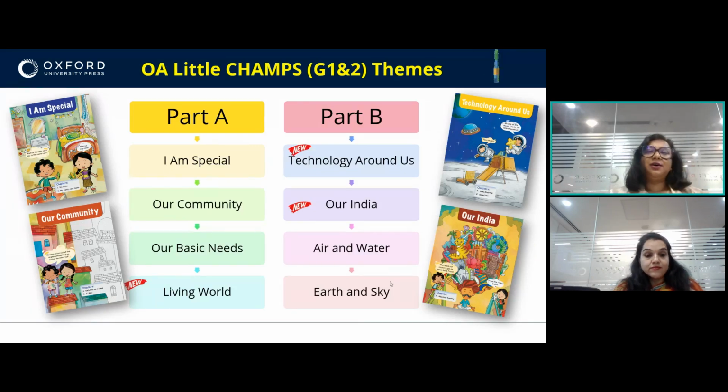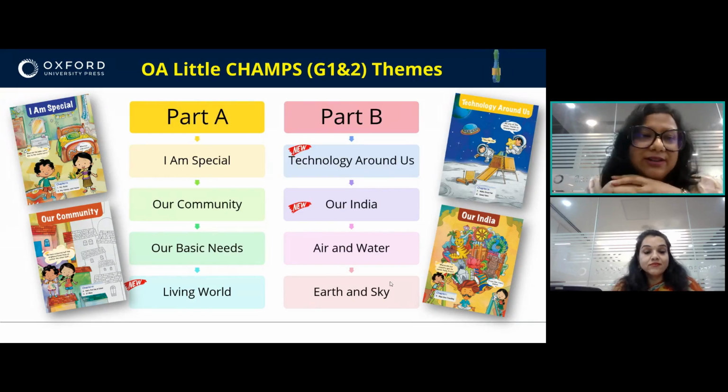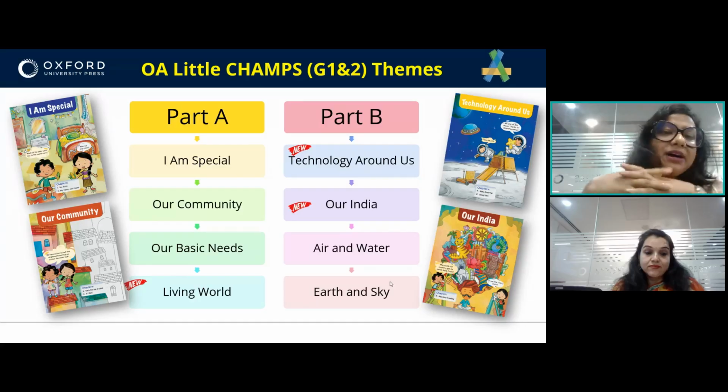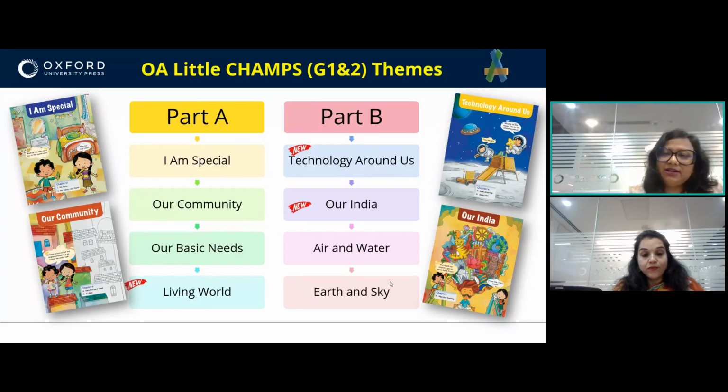Then, the themes. As you know, we are a theme based program. So these are the themes that we have in grades 1 and 2. We now have an equal number of themes in part A and part B. Part A includes the themes I'm Special, Our Community, Basic Needs, Living World. And these are the themes in part B: Technology, India, Air, Water, Earth and Sky.